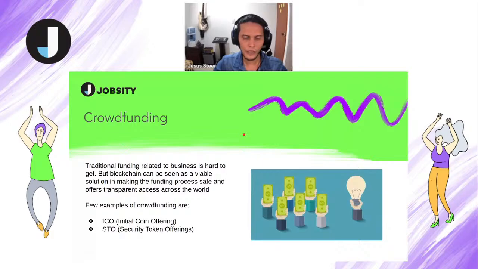And in crowdfunding, there are also many uses of blockchain. I'm going to share the two more popular ones. One is ICO, initial coin offering. This approach is not being used right now because there was a lot of fraud with it, and it is being regulated now. There is a new approach, the security token offering, that is more similar to share stocks.